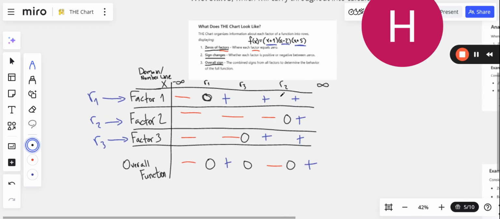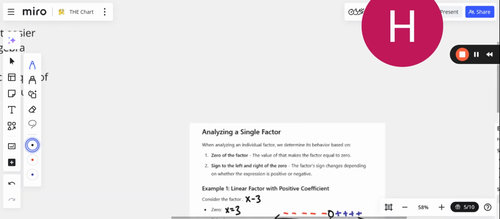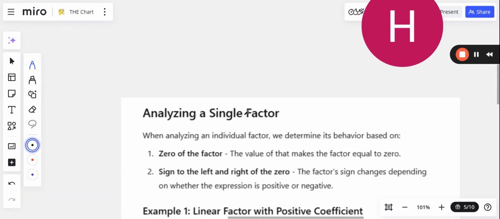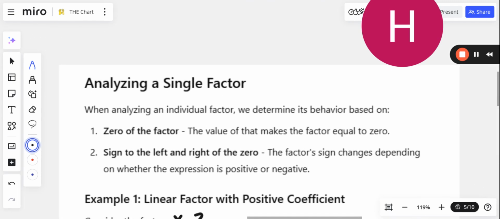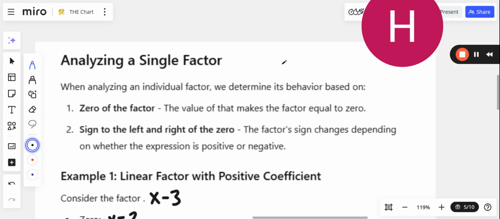Okay, so this looks kind of hefty, but let's break down each of these rows one at a time. What I want to talk about first is analyzing a single factor. When you're analyzing a single row, we're looking at an individual factor. It's pretty simple. We're just going to take a look at when it is equal to 0. So we usually have to set that factor equal to 0 and solve the equation.